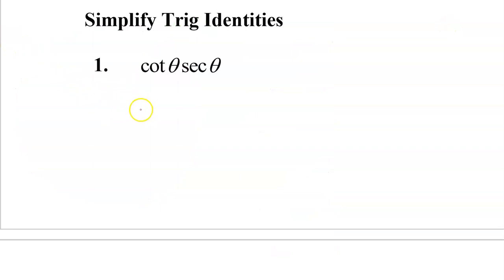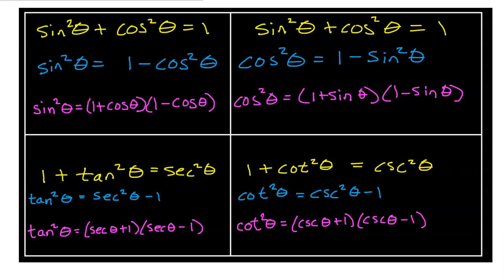For Part 2, we will simplify a variety of trig expressions. For many problems, we will use variations of the Pythagorean identity. So if you have not memorized these yet, pause the video and memorize these right now.